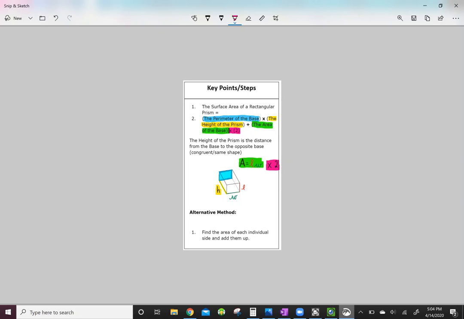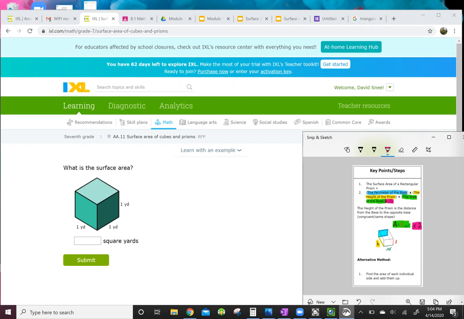Okay, I highlighted the height of the prism. That's the distance from the base to the opposite base. From one base to the opposite base is the height, and then you add the area of the base, right? The area is equal to the length times the width. We find the area by multiplying the length and the width, and then we multiply that by 2 because there are 2 bases on this rectangular prism. Okay, so I can keep that open. I can keep that down in the bottom corner.